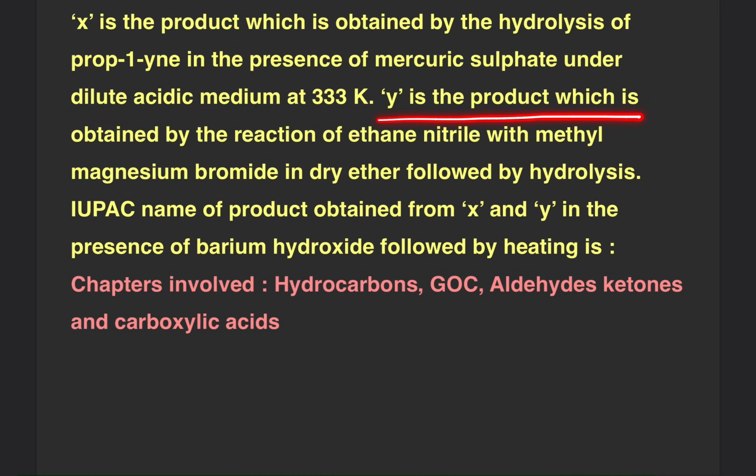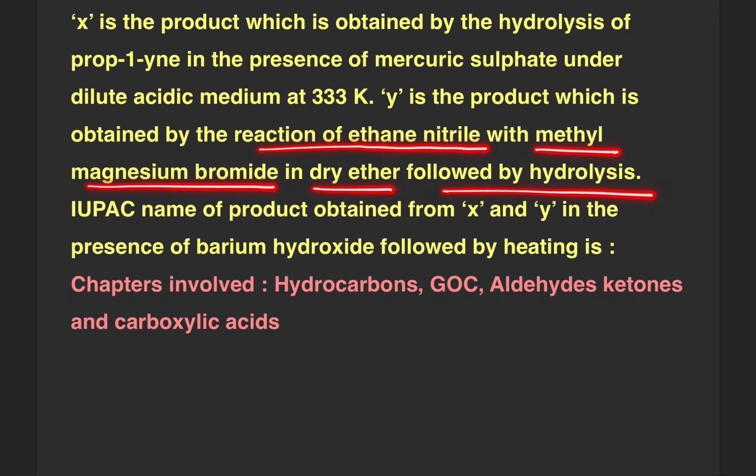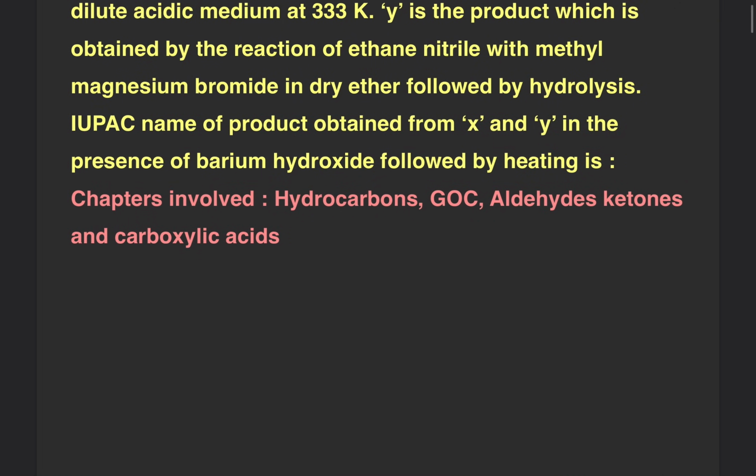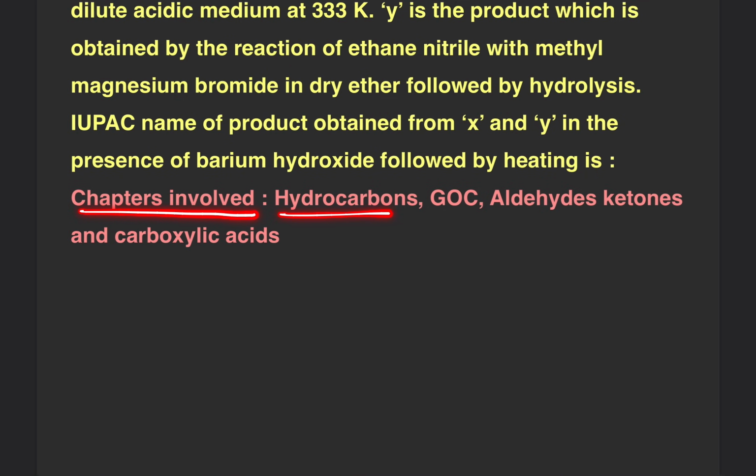Y is the product which is obtained by reaction of ethane nitrile with methyl magnesium bromide in dry ether followed by hydrolysis. IUPAC name of product obtained from X and Y in the presence of barium hydroxide followed by heating is? So we have to find out the structures of X and Y. And the chapters involved are hydrocarbons, GOC, aldehydes, ketones, and carboxylic acids.